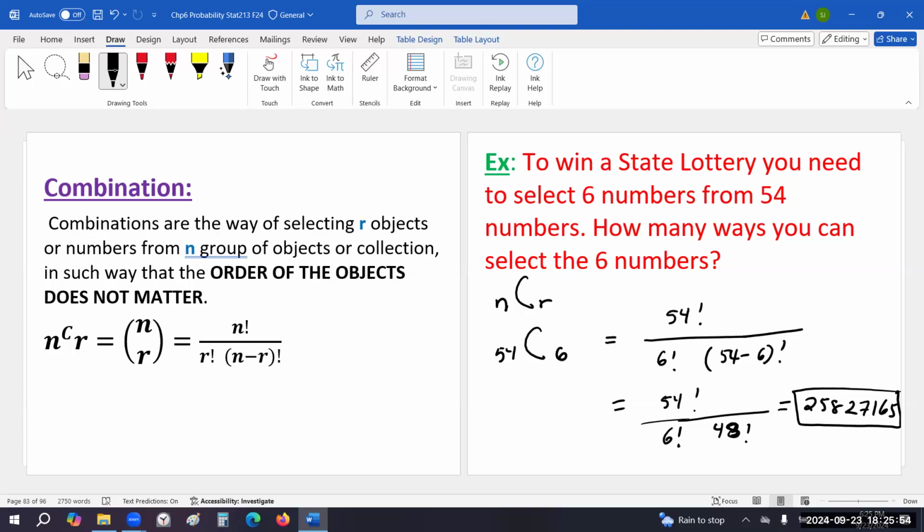Leave it, no problem. Because you're using a calculator anyway, right? So why waste your time? I want to see the concept. Did you understand the concept?